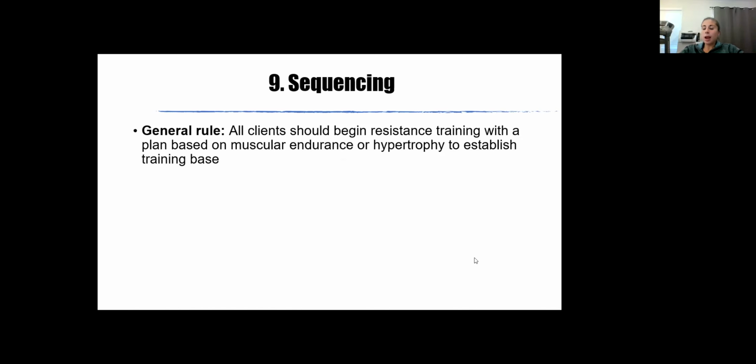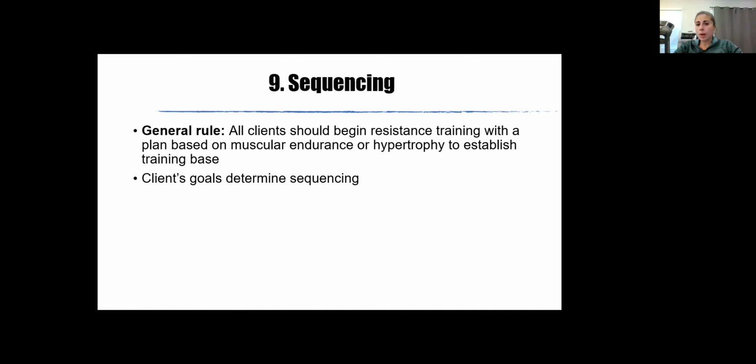So what determines how we sequence? Well, the client's goal. What are they trying to achieve? Do they not care to get to strength? Then we're probably just going to stick with muscular endurance. Is their goal to build muscle mass? Okay, well, then eventually we're going to progress to hypertrophy.